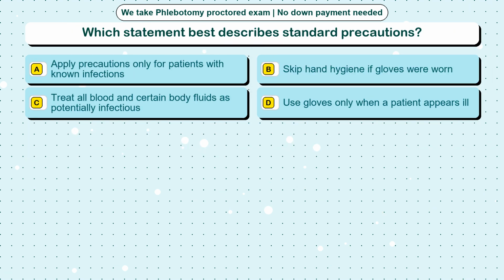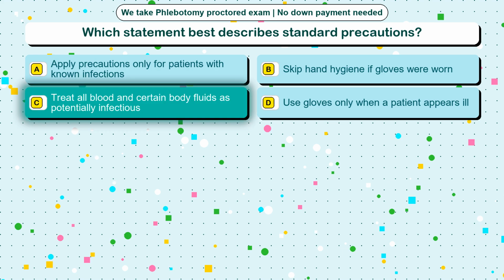Question 14. Which statement best describes standard precautions? Option A. Apply precautions only for patients with known infections. Option B. Skip hand hygiene if gloves were worn. Option C. Treat all blood and certain body fluids as potentially infectious. Option D. Use gloves only when a patient appears ill.